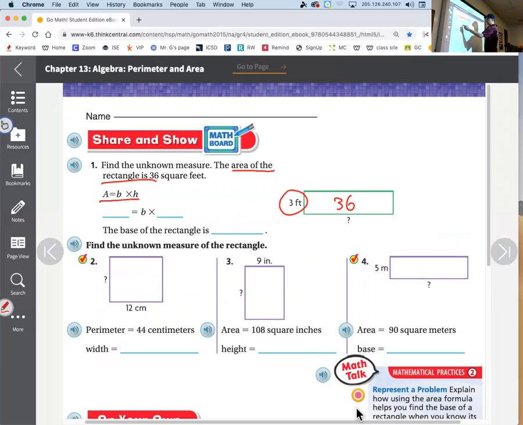So now we know, here's the formula that we want to use. Area equals B times H. So the area is 36. We don't know what the base is, it's right here, but we do know what the height is. The height is 3. So you could do it 2 ways. What times 3 equals 36? Or you could go 3 divided into 36. It's the same thing. And you get 12. Okay?